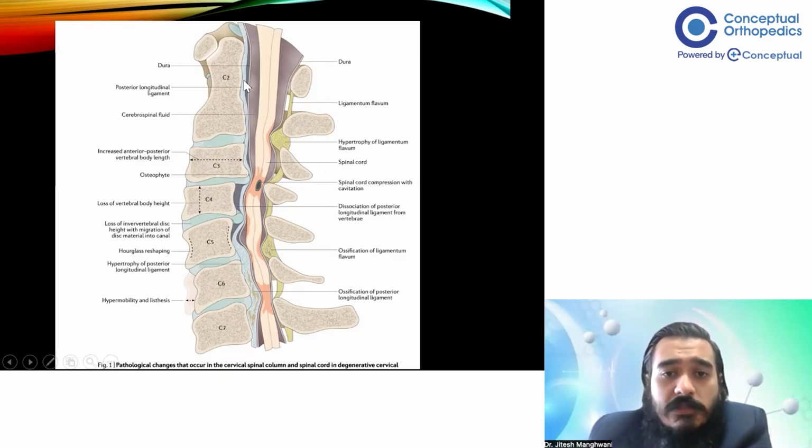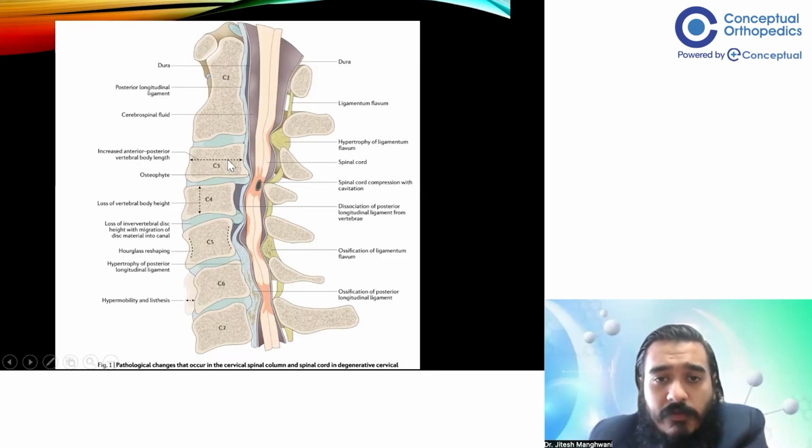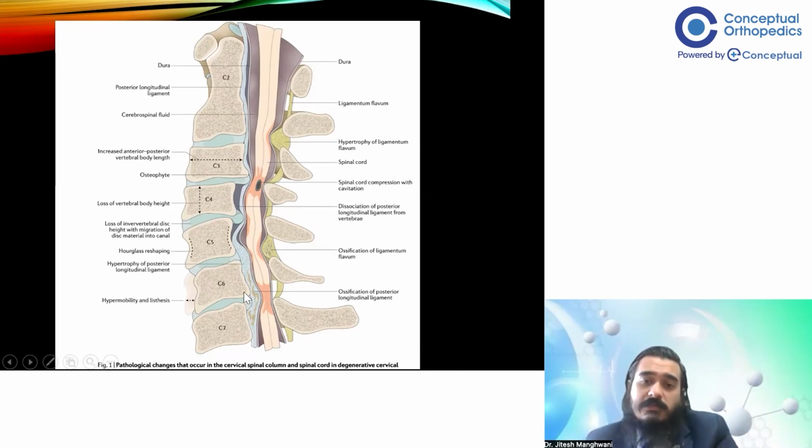So this is the posterior longitudinal ligament, and over here towards the end, you see an increase in size, compared with the proximal aspect. This increase in size and some calcification, demonstrated by the yellow plaque over here, is the ossified posterior longitudinal ligament, which is causing the compression of the cervical spine.